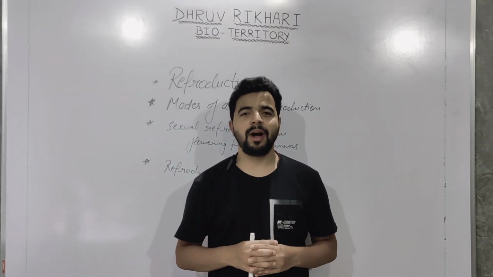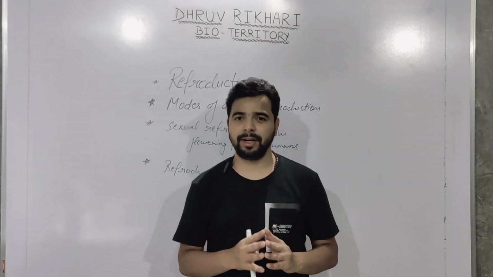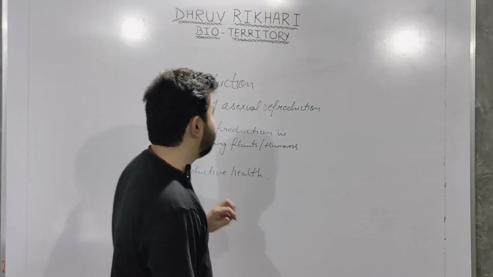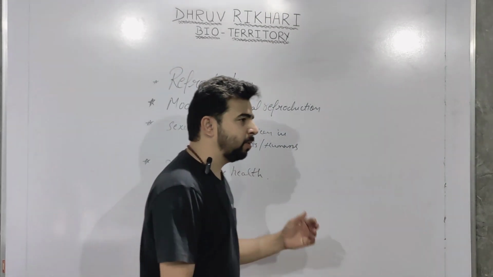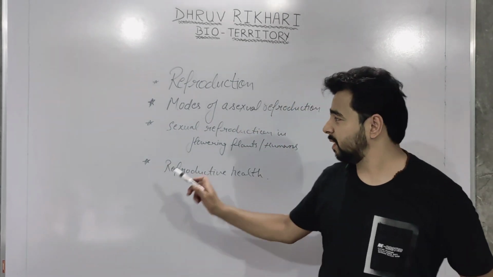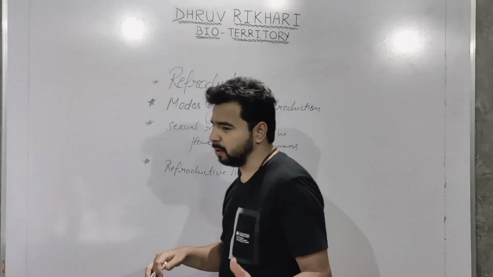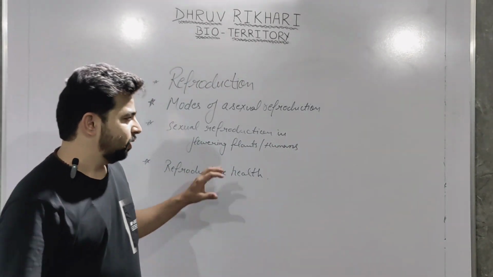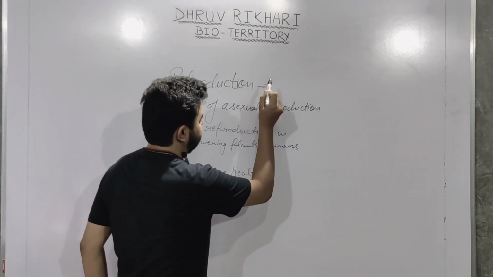Now in this single video, I'm going to discuss with you how do organisms reproduce, the complete chapter. What we are going to talk about is reproduction, the modes of asexual reproduction, sexual reproduction in flowering plants and humans, and then reproductive health. So let's get started. First, we will discuss what is reproduction.